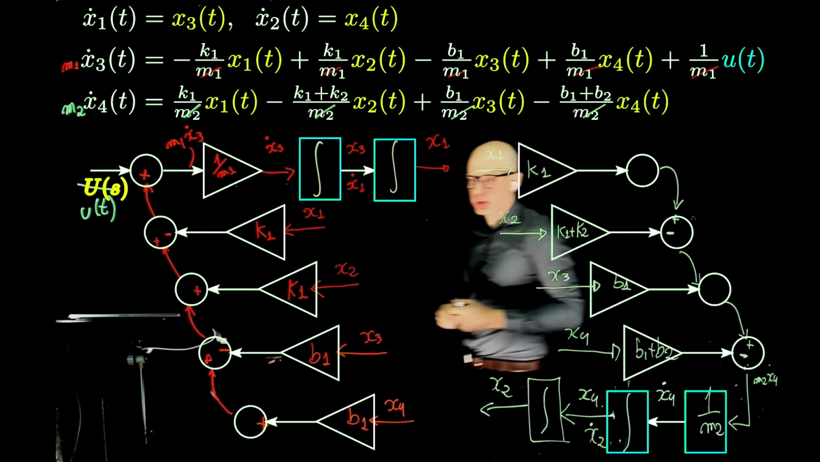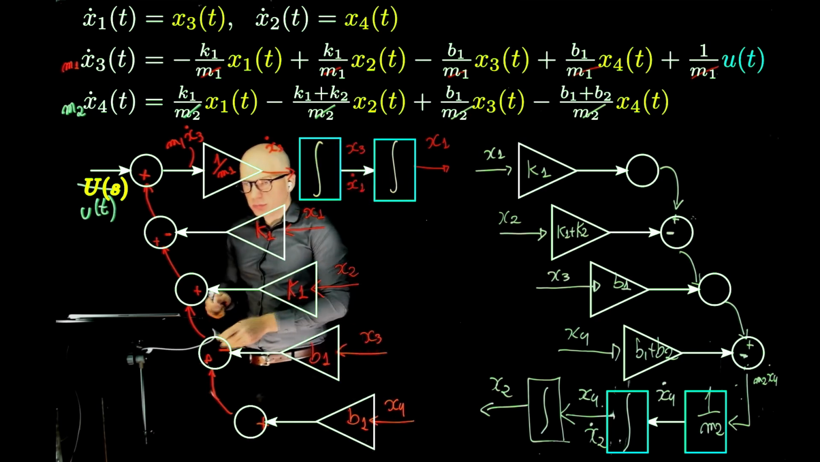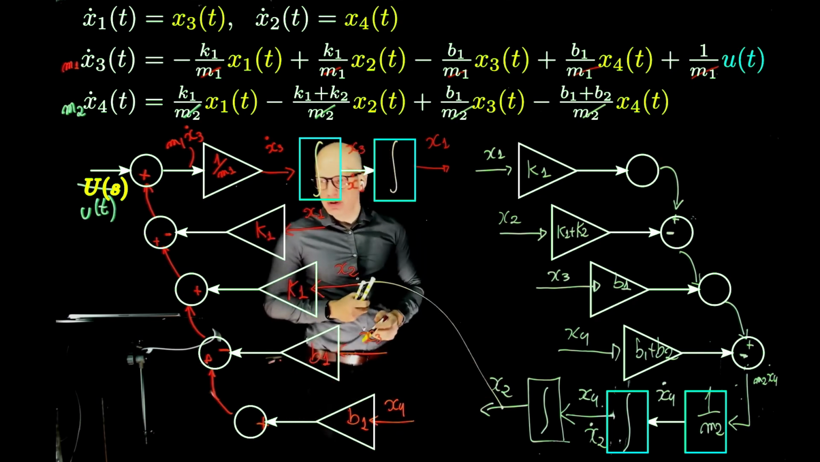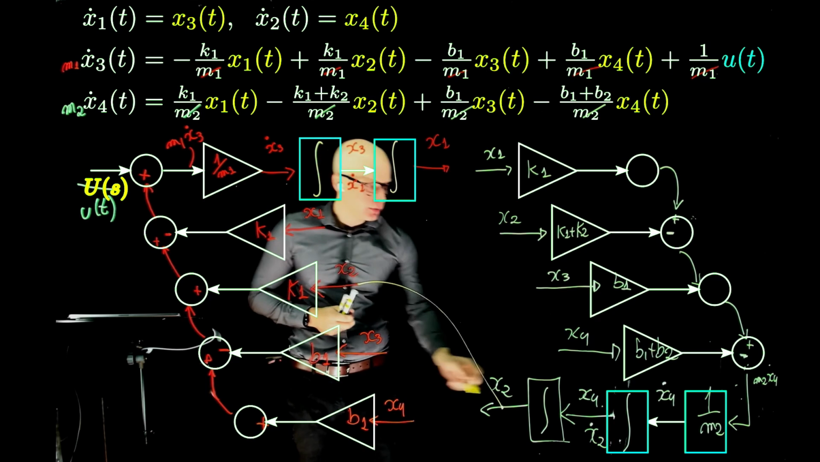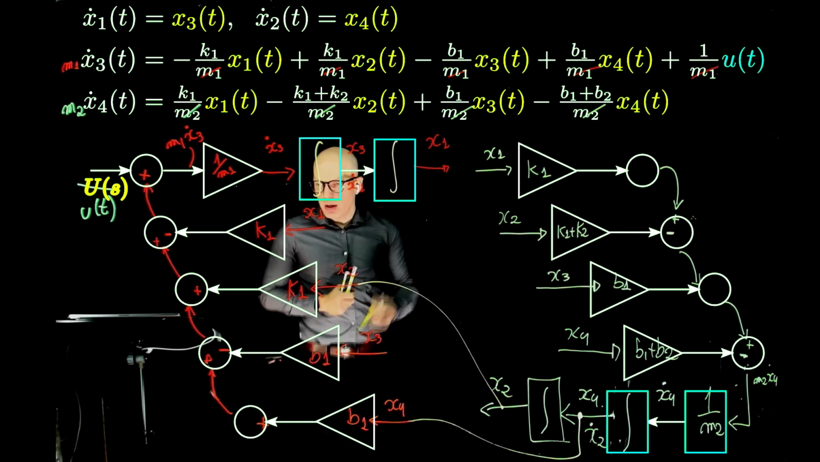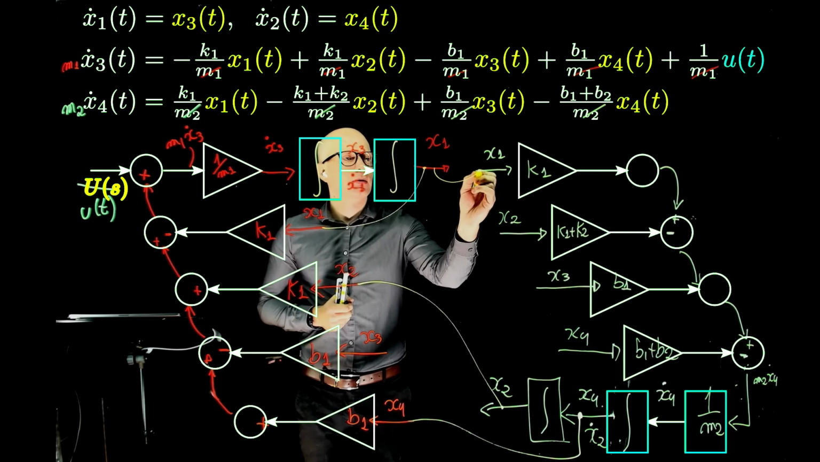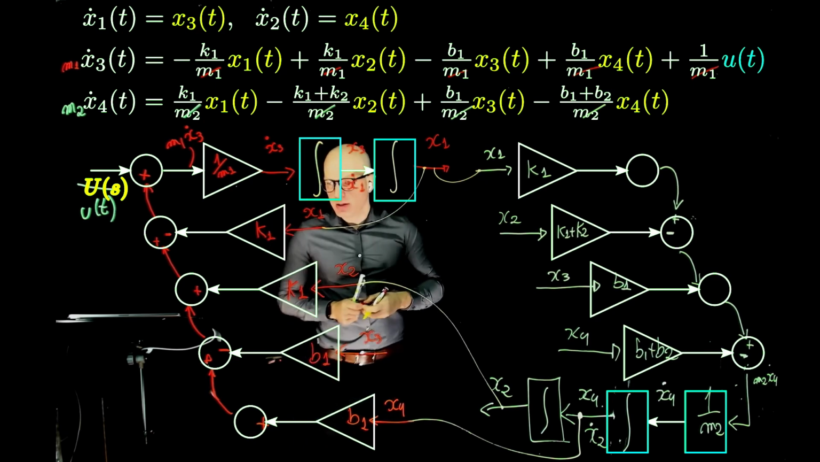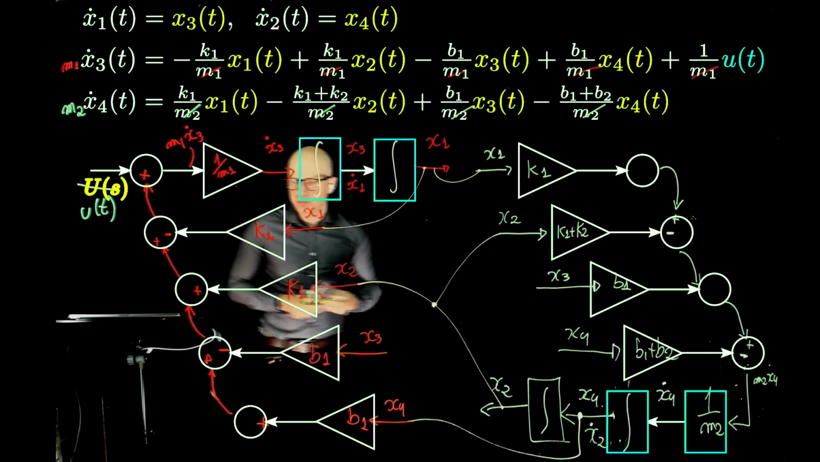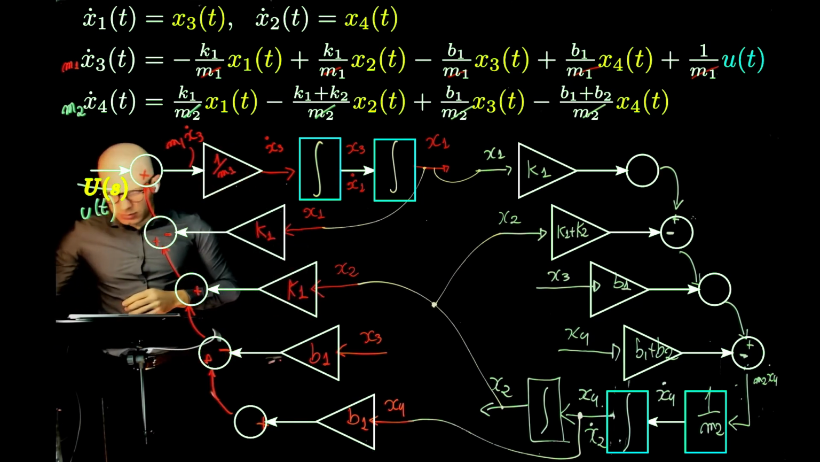Now what do we do? Now we can connect everything and make a mess. So x2 can be taken from here. x4 can be taken from there. x1 is available over here, and over there. And x2 taken from here. Now this is the equivalent simulation diagram.